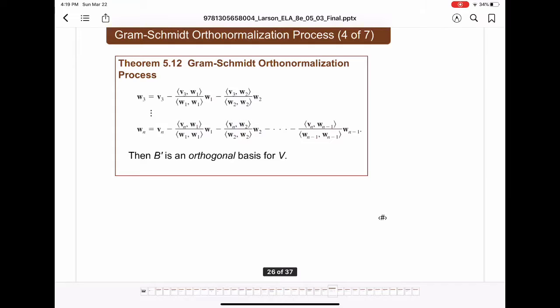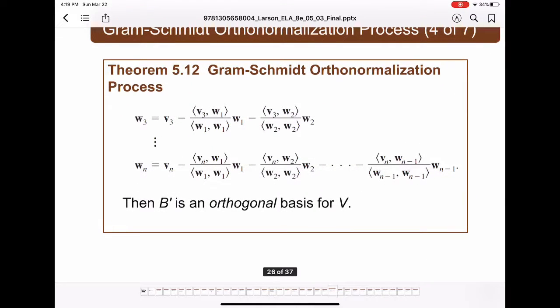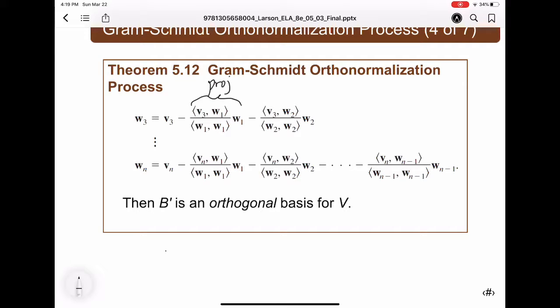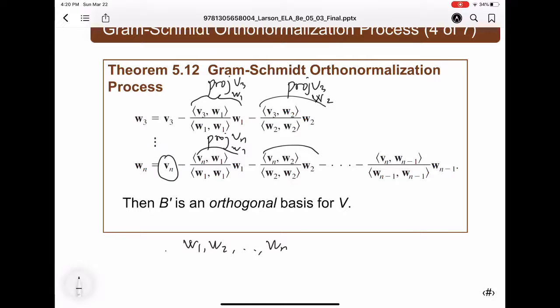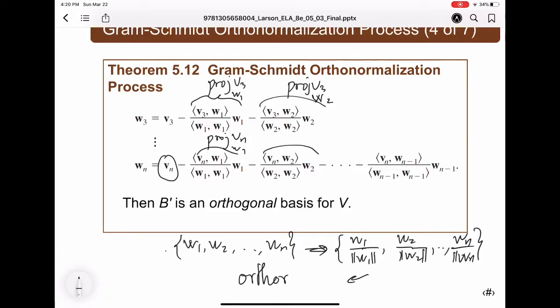And this formula is written in the form of an inner product. But if you pay attention, this is nothing but the orthogonal projection of, let's say, V3 on W1, and this is the orthogonal projection of V3 on W2, and this is the orthogonal projection of Vn on W1. You see, you just subtract, right? You subtract from the last vector its orthogonal components on the previous orthogonal vectors, and then you get an orthogonal basis from V. And once you get W1, W2, up to Wn, you can normalize all vectors to get an orthonormal basis. So you get W1 divided by the norm of W1, W2 divided by the norm of W2, and so on, Wn divided by the norm of Wn. And that is your orthonormal basis.